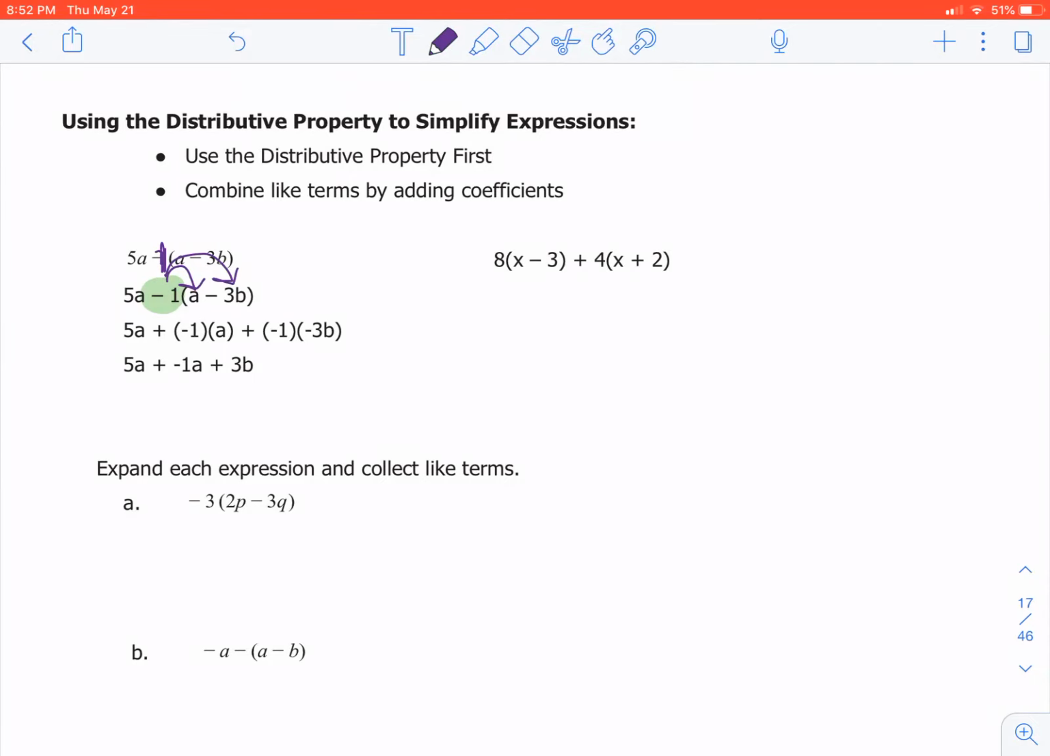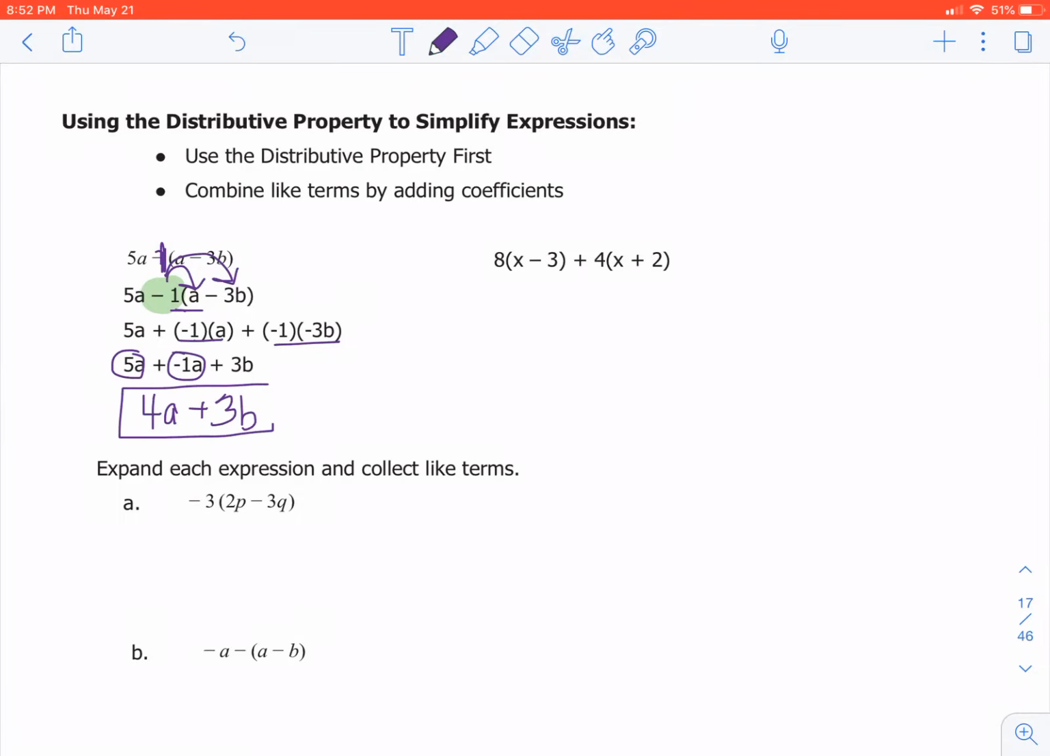So 5a just kind of hangs out in front. The -1 multiplies with a, and then the -1 multiplies with -3b. So I'm going to multiply those together. So -1a is -1a. -1 times -3 is positive 3b. Now, you can actually go one step further with this because your 5a and your -1a, those are like terms. So we're going to add that together to get 4a. And then we have plus 3b.